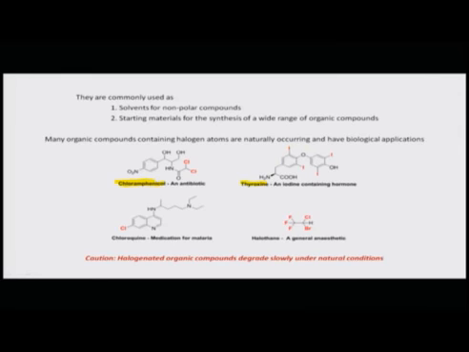So this is just an example to show that this polyhalogen compound, the compound that contains as many as 4 iodine atoms attached to an aromatic ring, is a biologically active compound and something that we produce in our body.